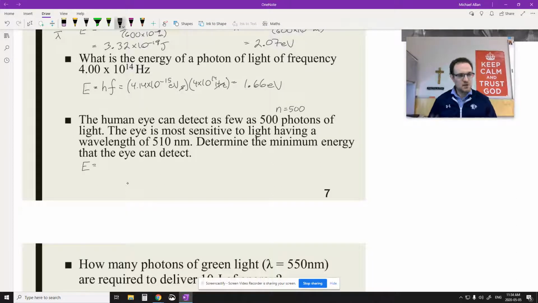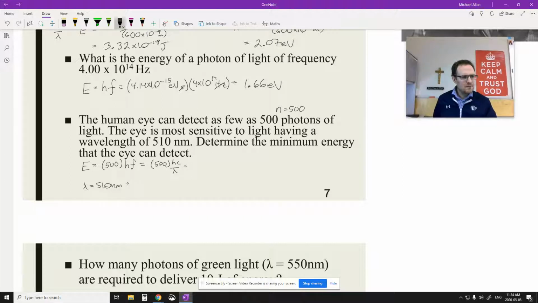Okay, so there are two ways to do this one. Usually the way I would do this is calculate the energy of one photon, then just times it by 500. But if you want to combine it all together and say, okay, the energy that the eye can detect is going to be 500 times, that's the N value, of H times F. That's the formula that's at the top there, where Max Planck says. But you can also just change that to hc over lambda, because we have wavelength here instead. So wavelength is 510 nanometers.